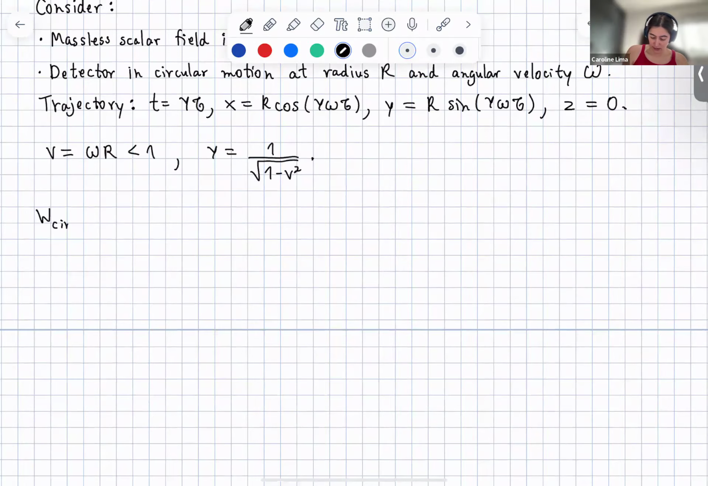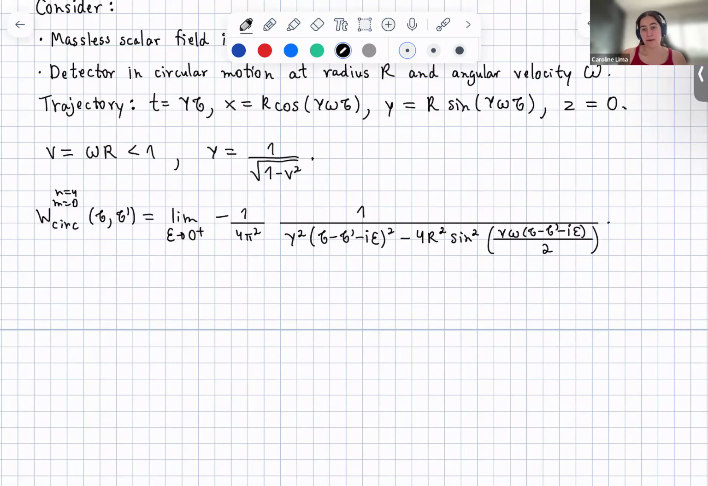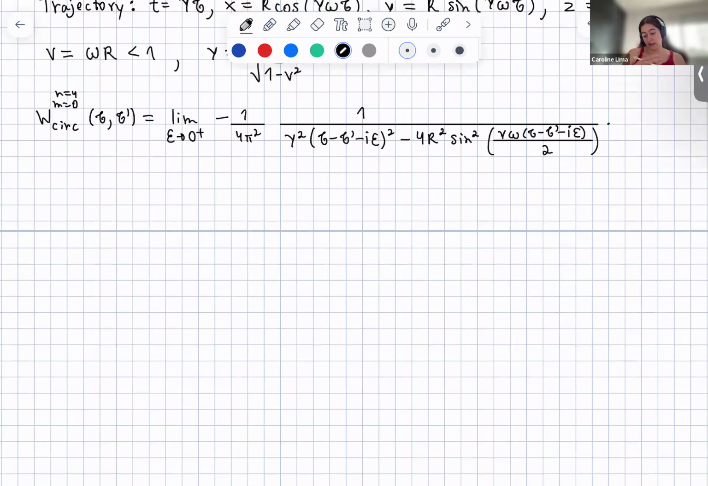to find is that for the circular case, again, massless, n equals 4, what we get is going to be minus 1 over 4 pi squared, and then we are going to get a 1 over omega square tau minus tau prime minus i epsilon square minus 4 r square sine square of gamma omega tau minus tau prime minus i epsilon over 2. Okay, so this is how it looks.